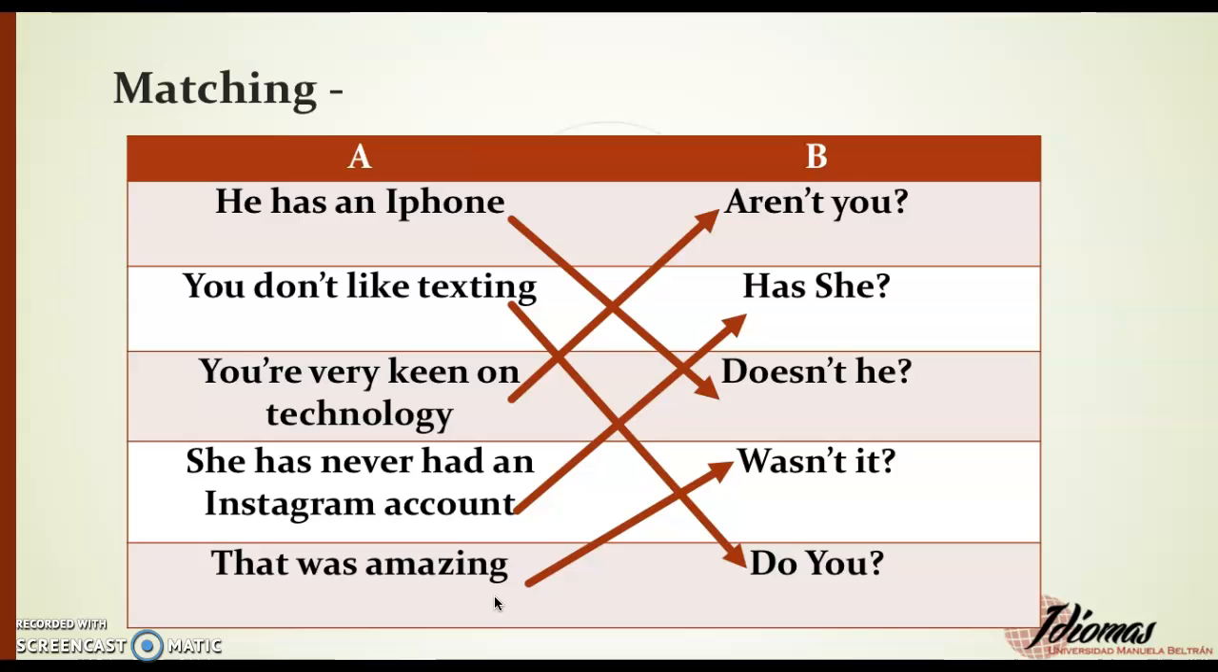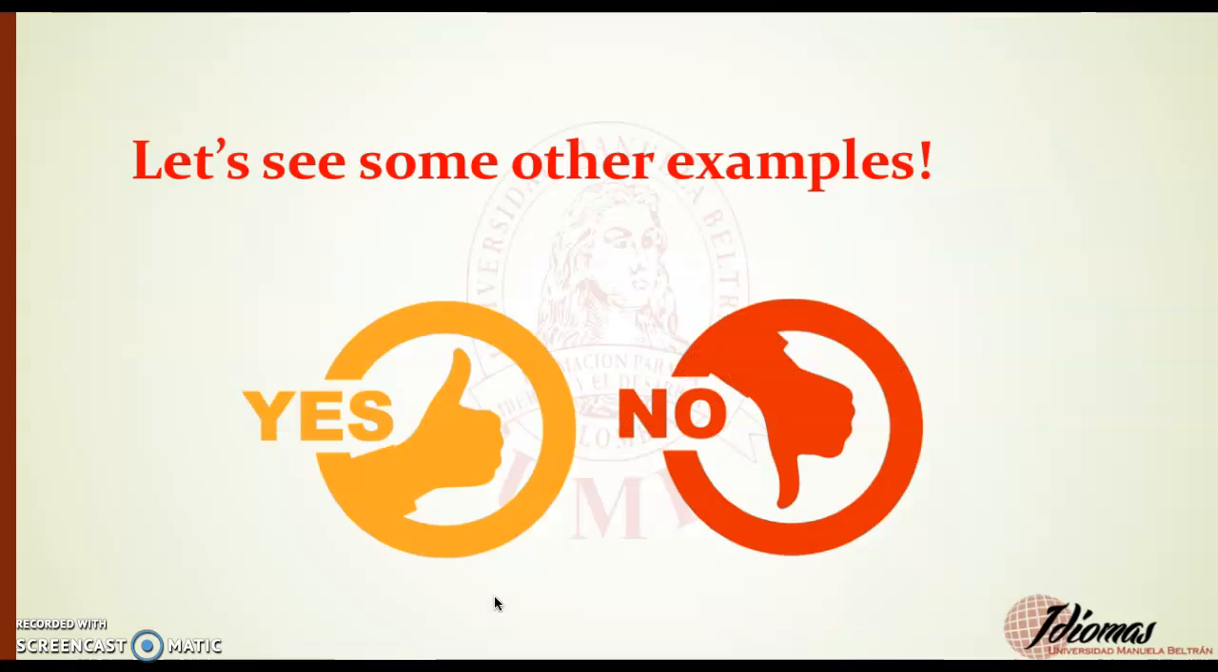As you could see, it's very important to identify what the tense is and to be able to make the tag question using the auxiliaries that correspond to each one of the tenses seen previously during level 1, 2, 3, and this intermediate. But let's see some other examples.